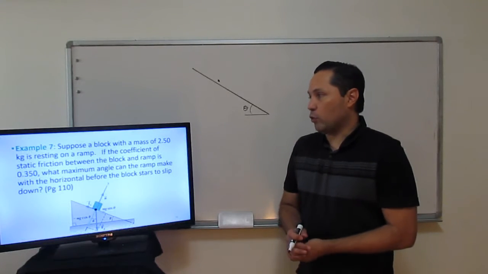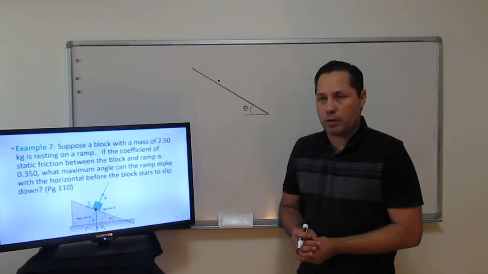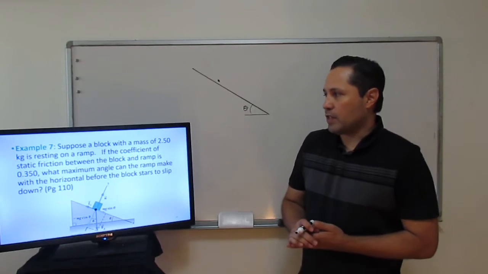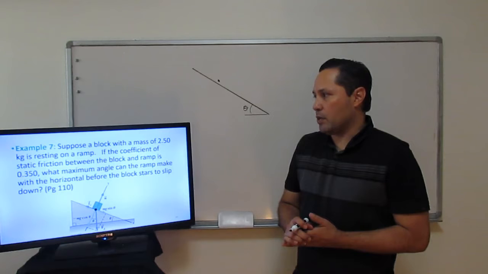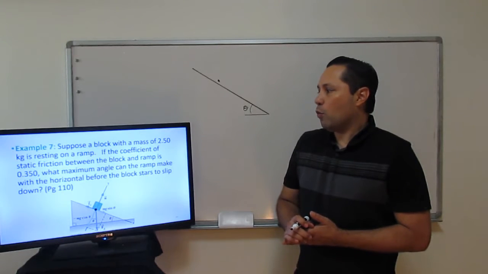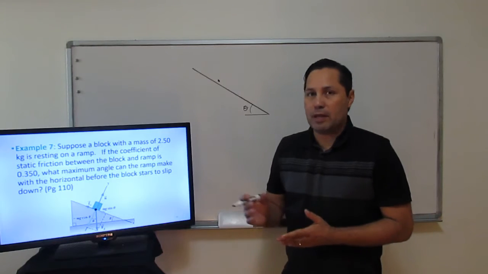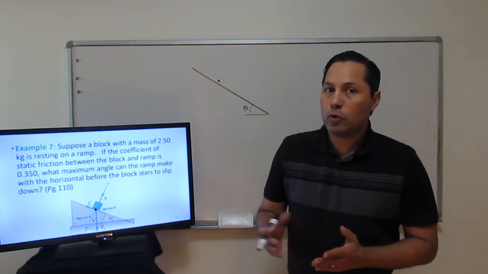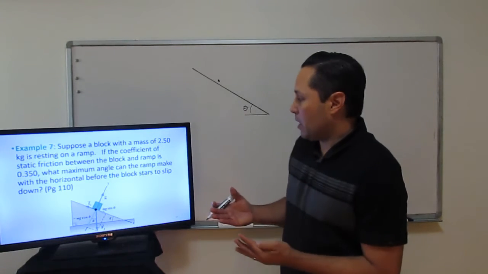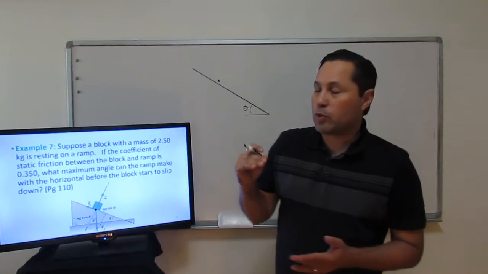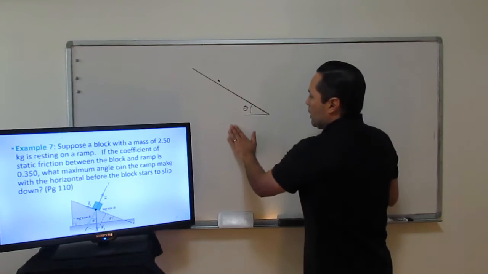Suppose a block with a mass of 2.5 kilograms is resting on a ramp. If the coefficient of static friction between the block and the ramp is 0.350, what maximum angle can the ramp make with the horizontal before the block starts to slip down the ramp? Okay, so they give us a coefficient and want to know how much we can tilt this ramp. So we're going to start with a free body diagram here.